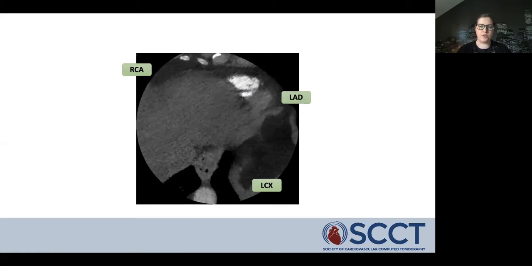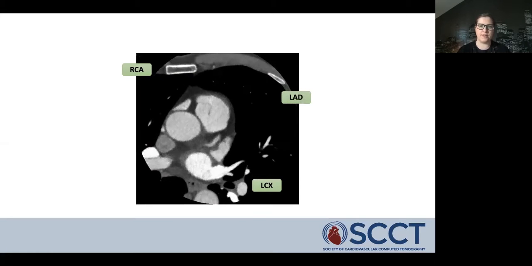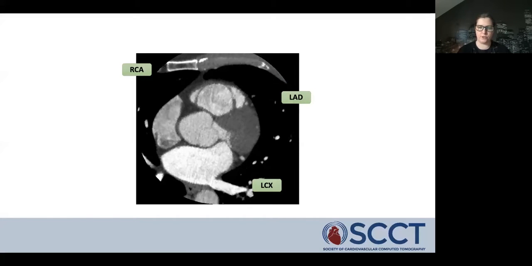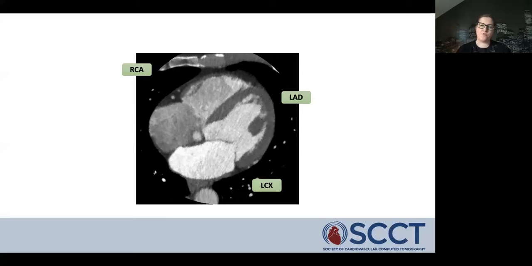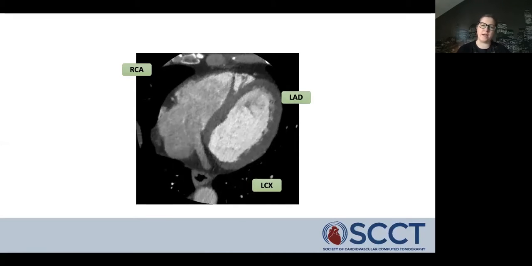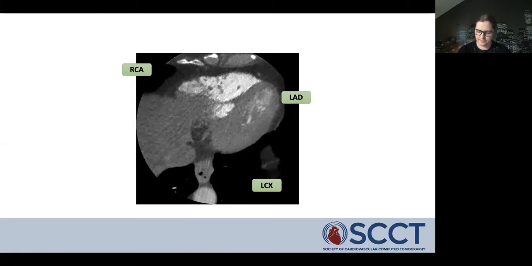When we start up at the top again, you'll see we've got the left coronary artery coming out on the left side. It splits early on into two branches, the LAD and the circumflex. And then the right coronary artery comes out of the right coronary cusp, more towards the right, but a little bit more anterior than to the right-hand side initially.